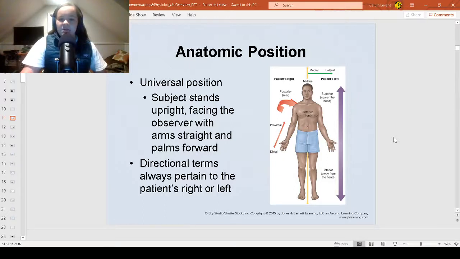As you can see, posterior is rear, anterior meaning front, proximal meaning towards the head, distal meaning away. Superior is near the head, inferior is away from the head. Midline is the cut down the middle. You have the medial, towards the center of that midline, and lateral is towards the outside of that midline.